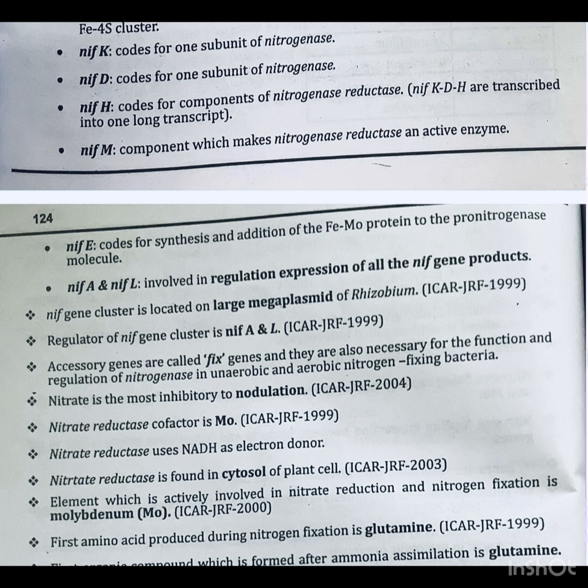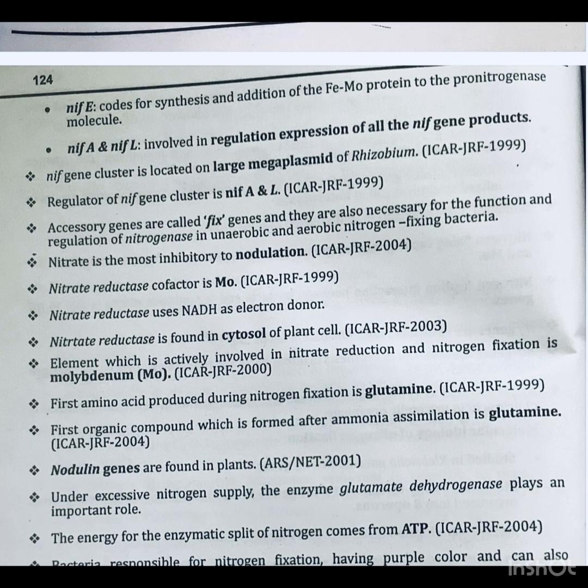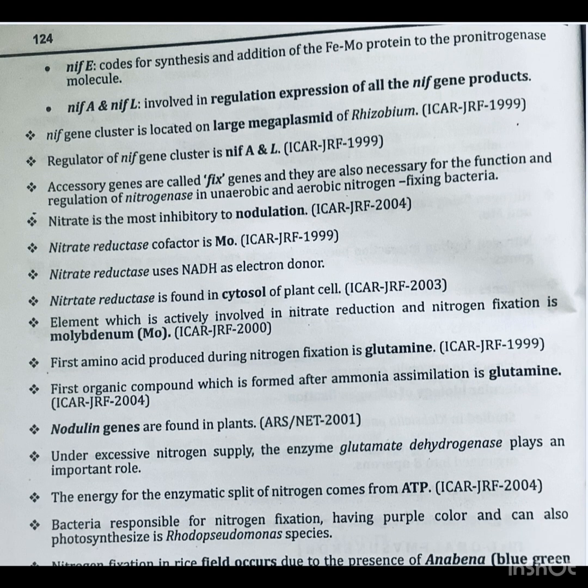Nitrate is the most inhibitory to nodulation. ICAR JRF 2004 question. Nitrate reductase cofactor is molybdenum. ICAR JRF 99 question. Nitrate reductase uses NADH as electron donor. Nitrate reductase is found in the cytosol of plant cells. ICAR JRF 2003 question. The element which is actively involved in nitrate reduction and nitrogen fixation is molybdenum.